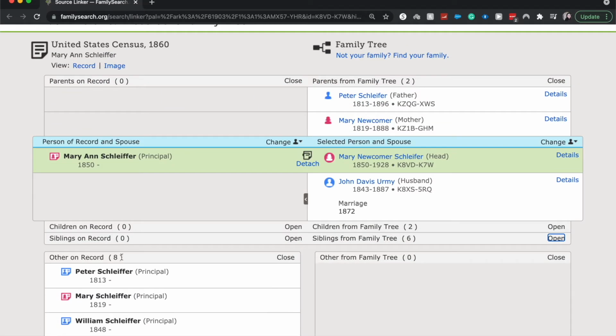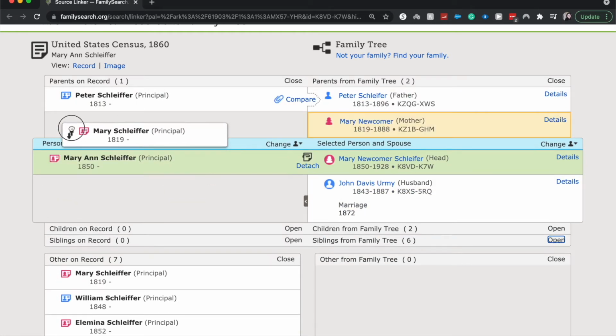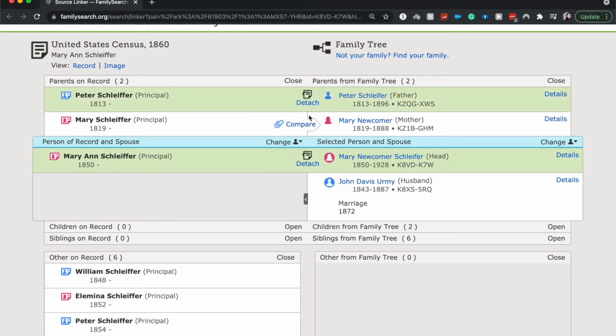So what I want to do is validate that the birth date is approximately within a few years of what it shows on the family tree, on the side of the family tree. So it looks like Peter and Mary, the birth dates match up. So I will drag them both up here, compare, and attach.